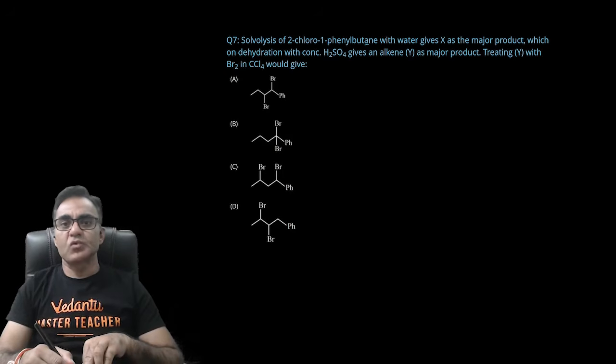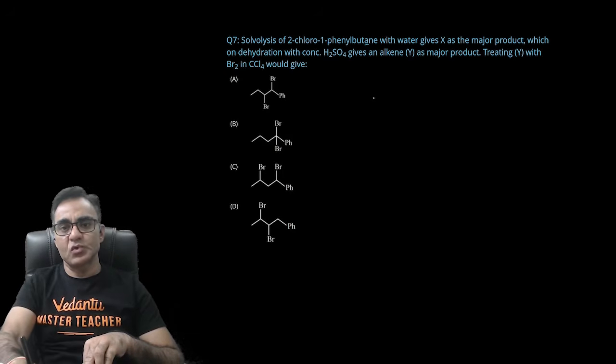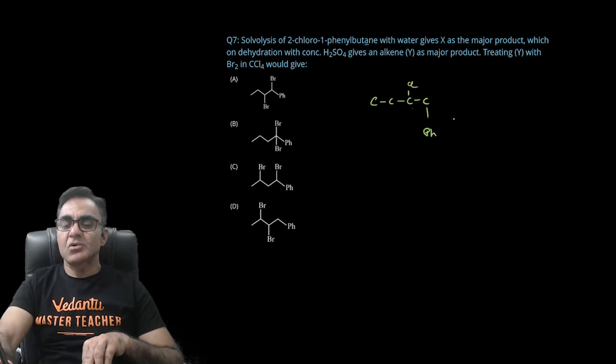Solvolysis of 2-chloro-1-phenyl-butane. Okay, 2-chloro-1-phenyl-butane. इसका सॉल्वोलिसिस करके X एक मेजर प्रोडक्ट बनाते हैं जिसका डिहाइड्रेशन करके एल्कीन बनाते हैं और एल्कीन का रिएक्शन ब्रोमीन से कराने पे क्या प्रोडक्ट बनता है ये निकालना है. ऑलराइट. सॉल्वोलिसिस मतलब हाइड्रोलिसिस की बात कर रहे हैं.